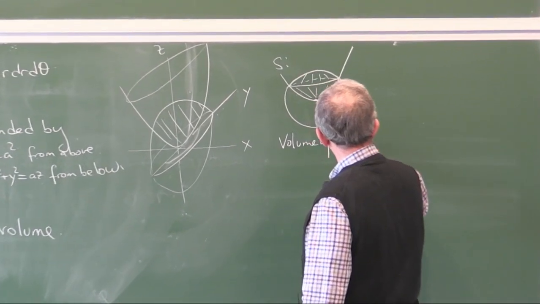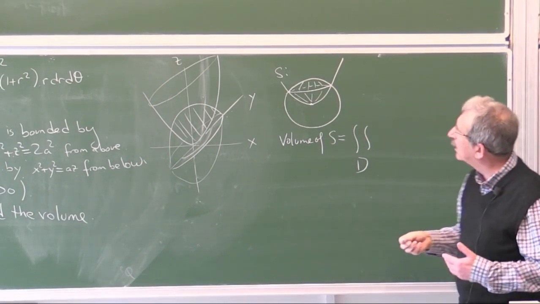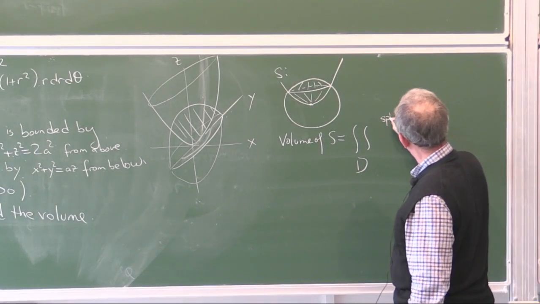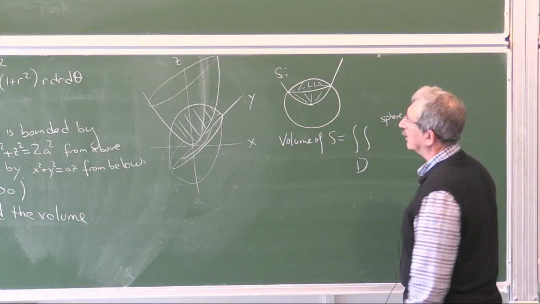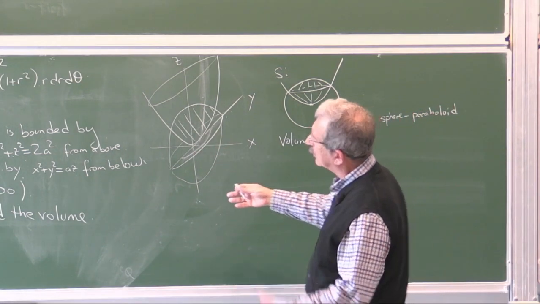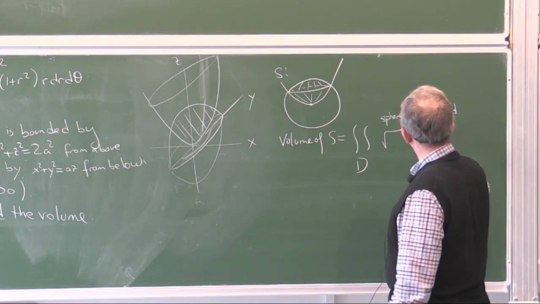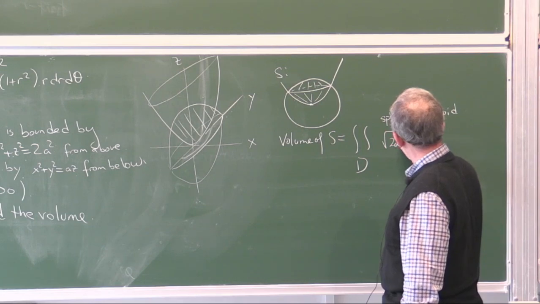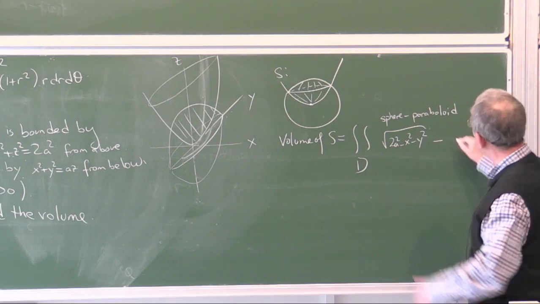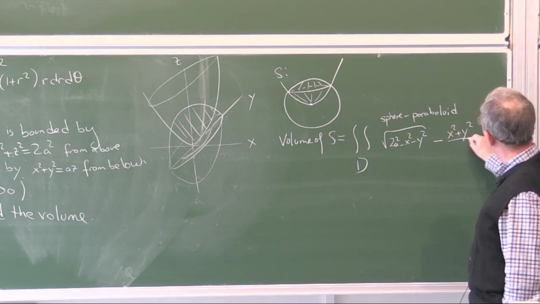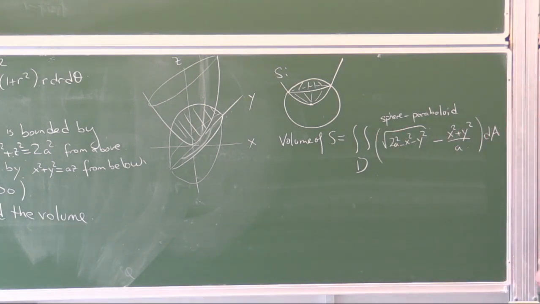So, the volume of S would be the integral over D of the bigger one minus the smaller one. The bigger one is the sphere minus the paraboloid. The sphere, of course, is the positive z part of the sphere. So, it's the root of 2a squared minus x squared minus y squared, minus the paraboloid, which is z equal to x squared plus y squared over a. So this is the volume in question.